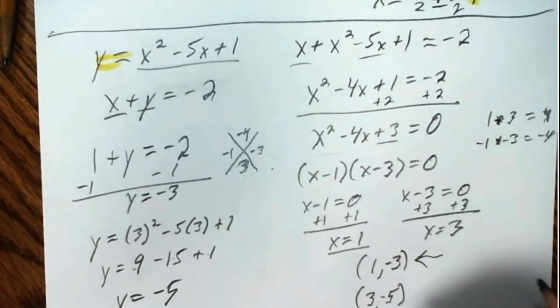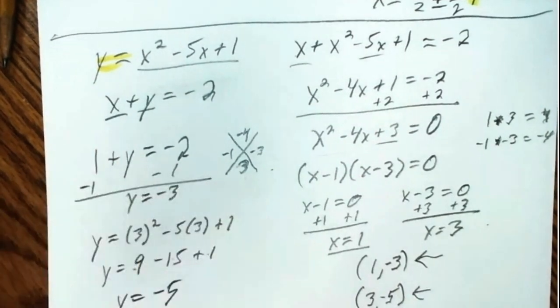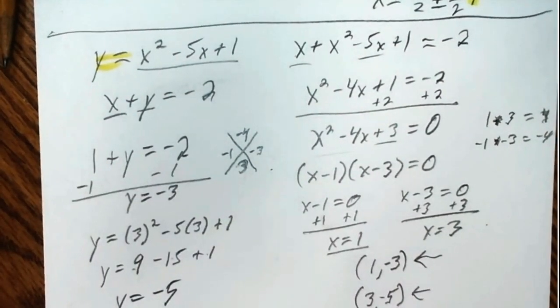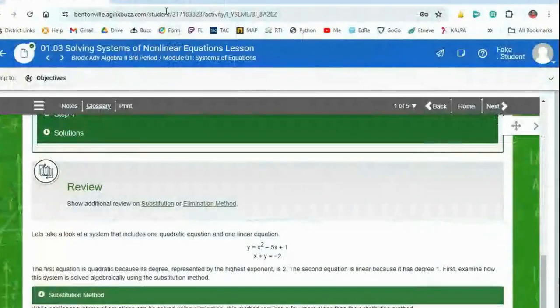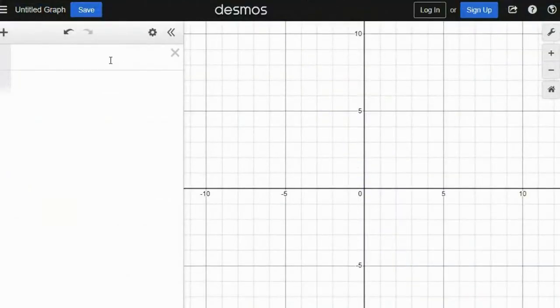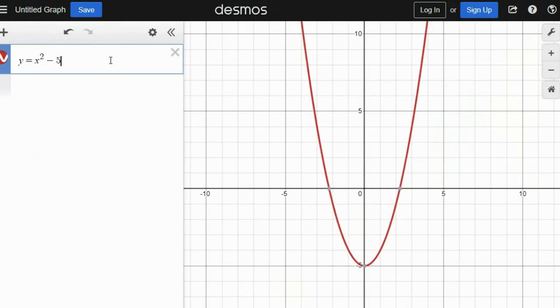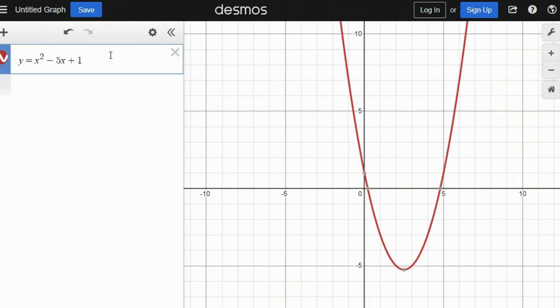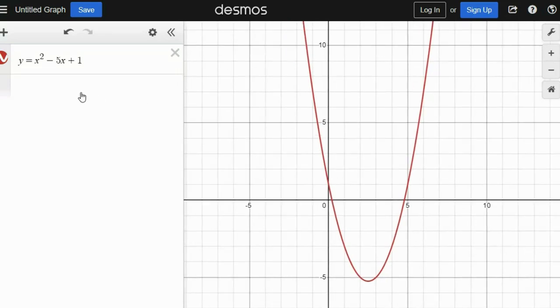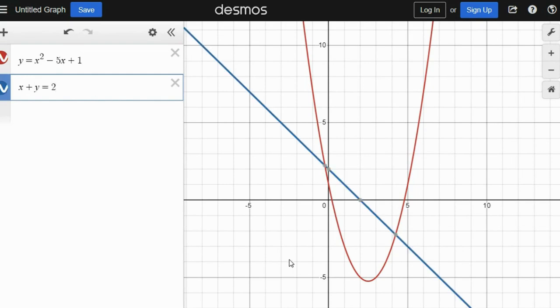That's the two solutions. We did that by substitution. We could have done it by elimination. Let's look at it graphing just so we know why those are solutions. Let's get rid of these two equations. So our first equation is y equals x squared minus 5x plus 1. So there's our first equation, the graph, the parabola. And the other one was x plus y equals 2.